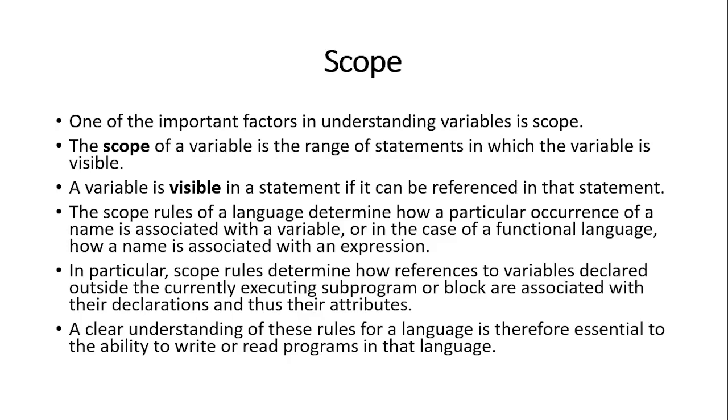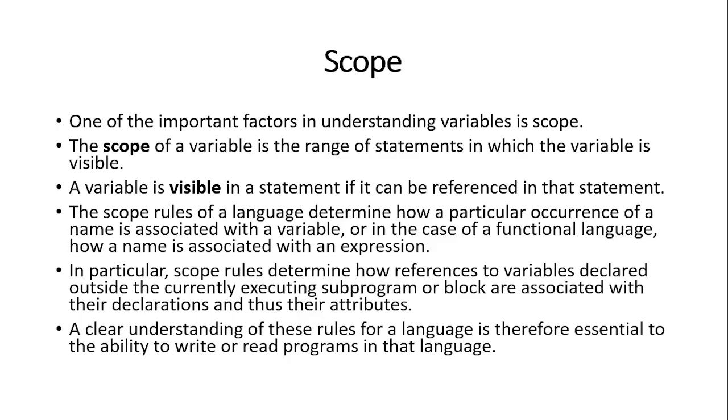So the scope of a variable is the range of statements in which the variable is visible. That is the range of statements where we can access this variable. A variable is visible in a statement if it can be referenced in that statement. If we can refer to that variable inside that statement, then we can say that the variable is visible in that statement. So that is the visibility. Suppose we can access that particular variable, then it is visible.